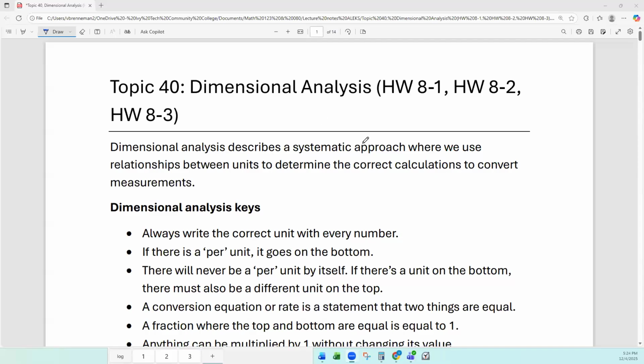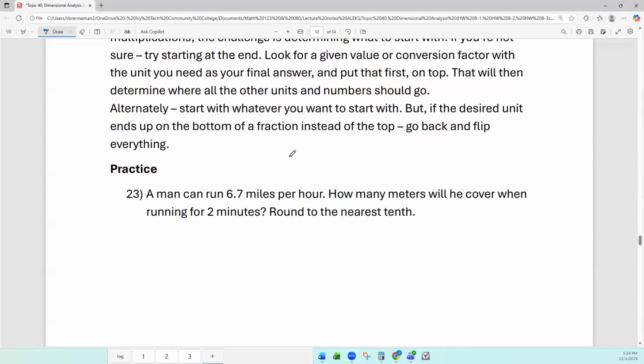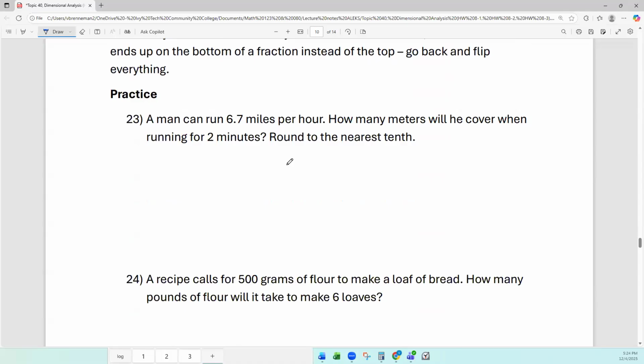This video is over topic 40, numbers 23 to 25, which is some sort of mixed conversion calculations. Jump here. So starting with a man can run 6.7 miles per hour. How many meters will he cover when running for 2 minutes?